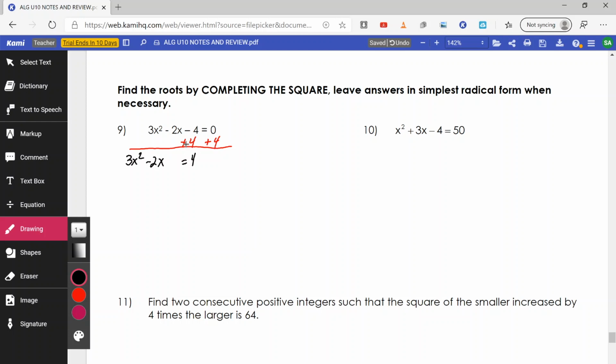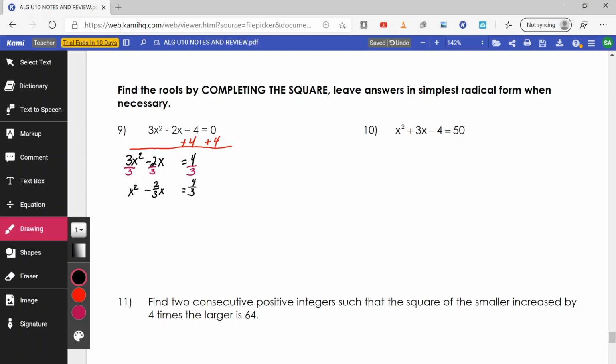The other stipulation for completing the square is a has to equal 1. So if I have a number on x squared, which in this case we do, I have to divide everything by whatever that number is. So everything here gets divided by 3. So 3 divided by 3 means I have just x squared. I can't divide negative 2 by 3 nicely, so I'm going to leave it as negative 2 over 3x. And again, I want to leave a little bit of space, equals, and then 4 divided by 3 gives me 4/3.